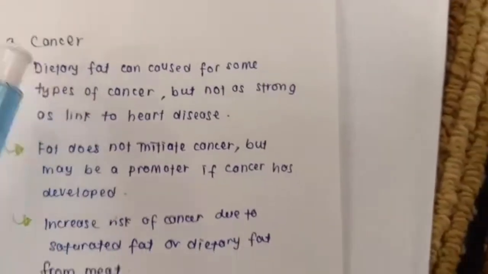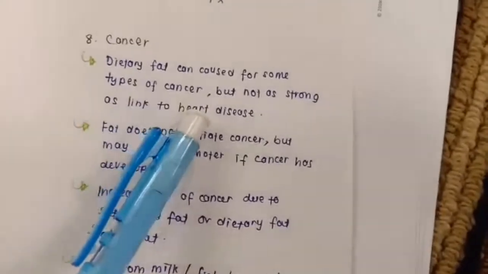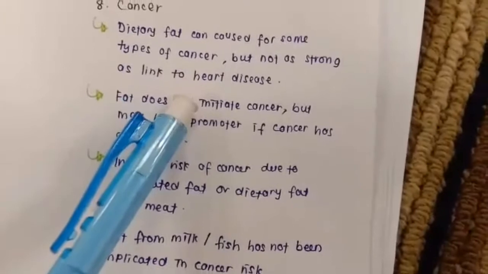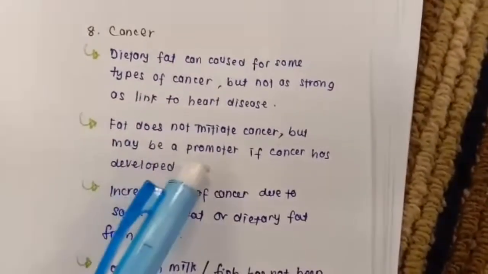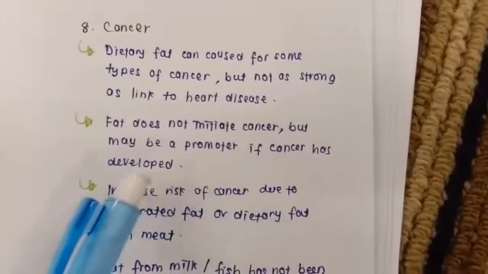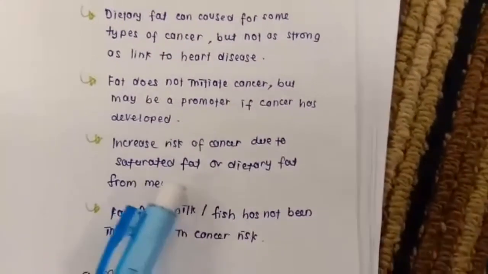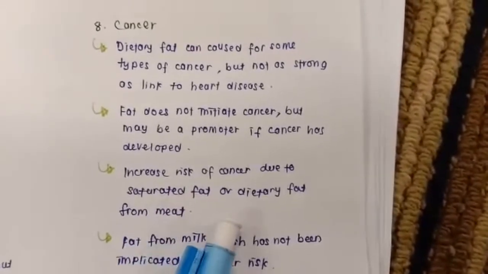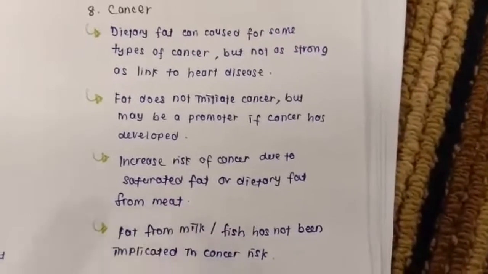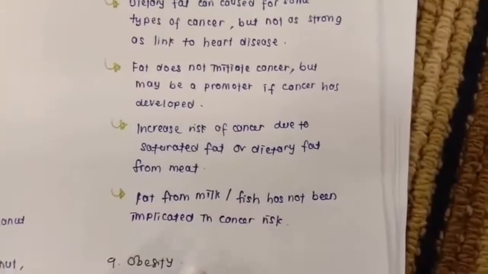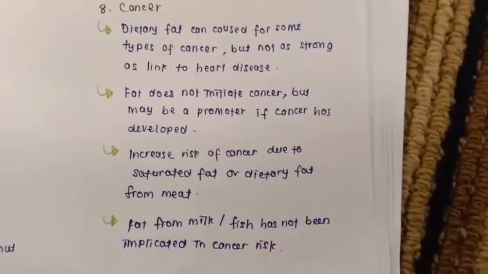Health effect, contohnya cancer. Dietary fat can contribute to some types of cancer, tapi taklah sekuat macam risk for heart disease. Fat does not initiate cancer, tapi dia boleh jadi promoter kalau cancer tu memang dah develop. Lepas tu dia increase risk of cancer due to saturated fat or dietary fat from meat. Fat from milk ataupun fish has not been implicated in cancer risk.